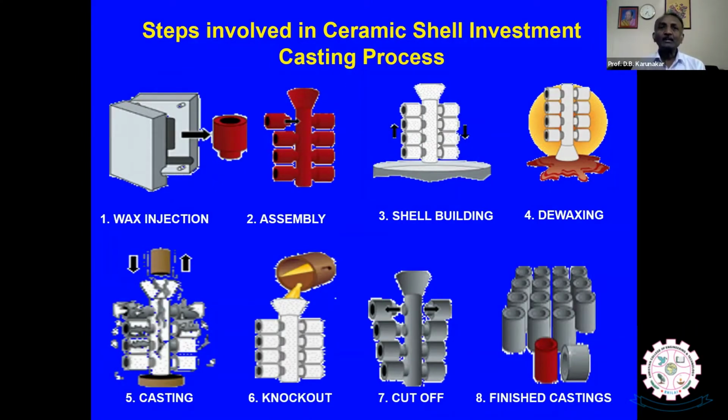What is the thickness of the shell? Maybe 8 millimeters or 10 millimeters. That's all. So this process utilizes an optimum amount of ceramic slurry. It won't waste so much ceramic slurry.